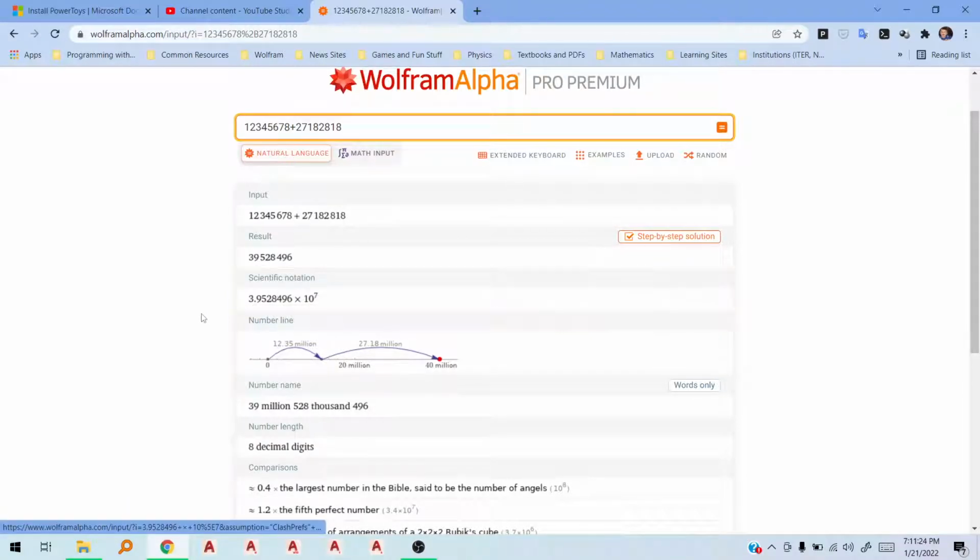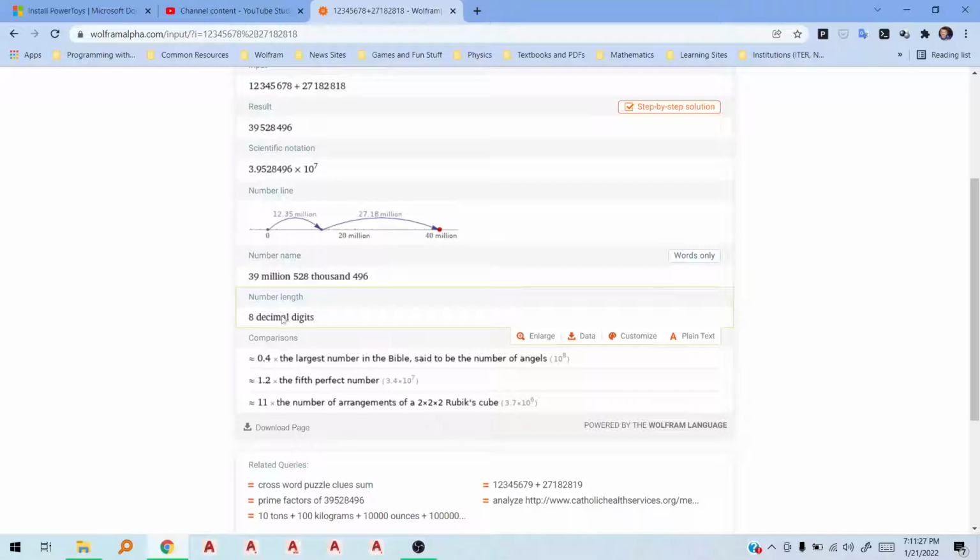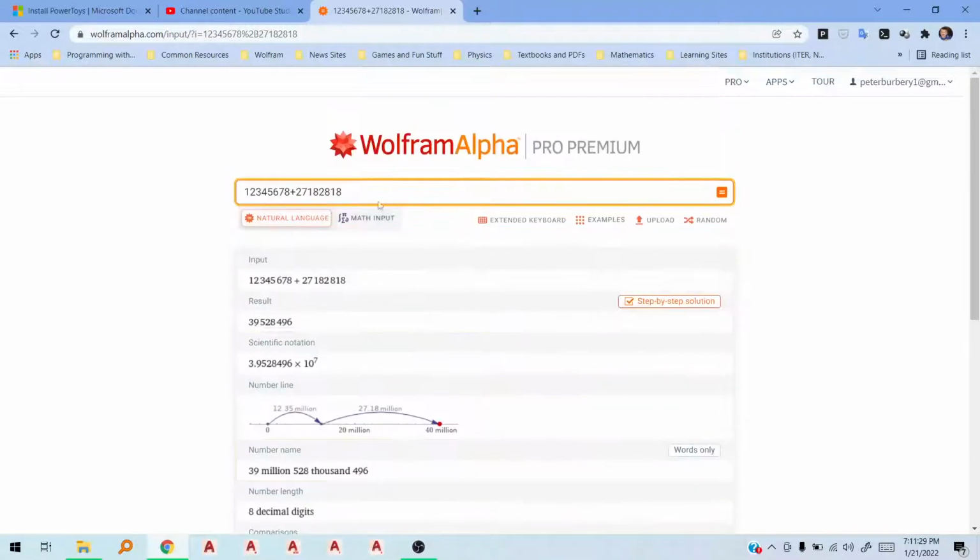It'll tell you the length of the integer. Do one more example.